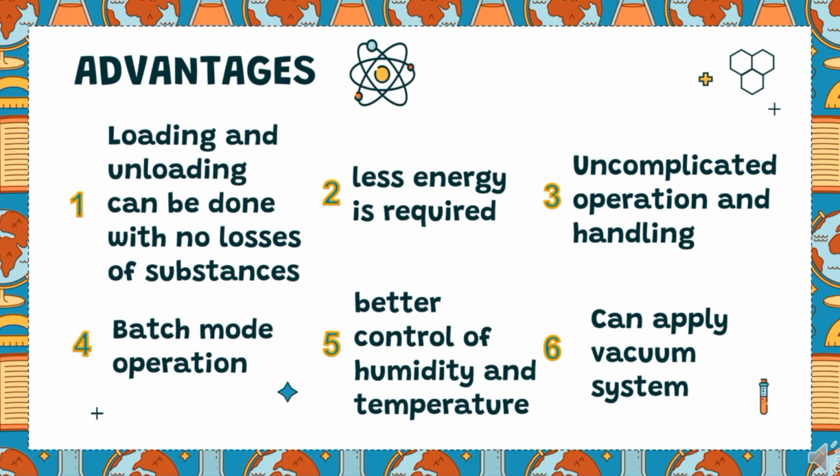Advantages of tray drying. First, loading and unloading can be done with no losses of substances. Second, less energy is required. This is because of less labor work, thus less energy is required throughout the process. Third, uncomplicated operation and handling. Fourth, batch mode operation, thus each batch can be handled separately. Fifth, due to better control of humidity and temperature, it results in uniform drying. Sixth, a vacuum system can be applied for heat-sensitive material.